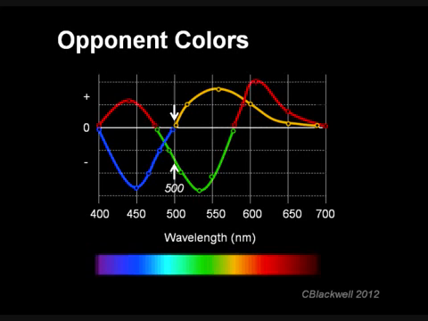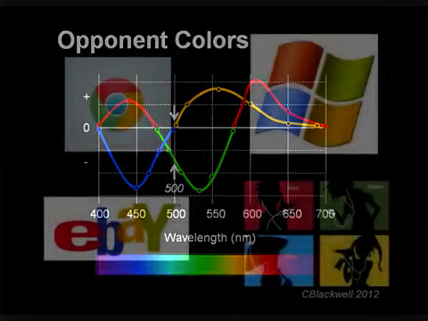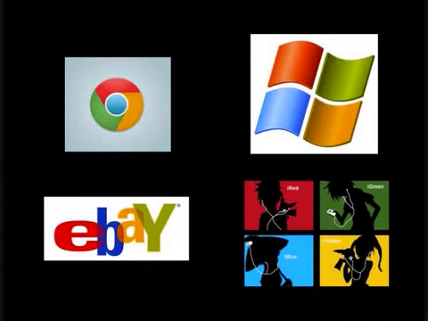I've taken these numbers from the original Jameson and Hurwitz paper. Later research has shown quite a bit of variation between people in the location of the unique hues. For your amusement, you might notice these colors turn up in lots of places.